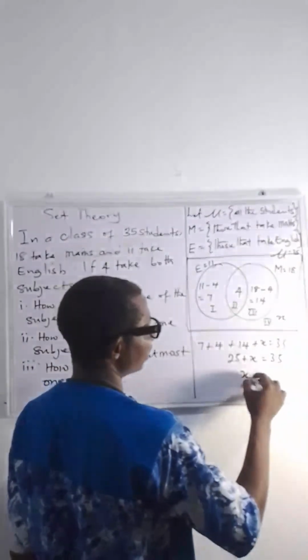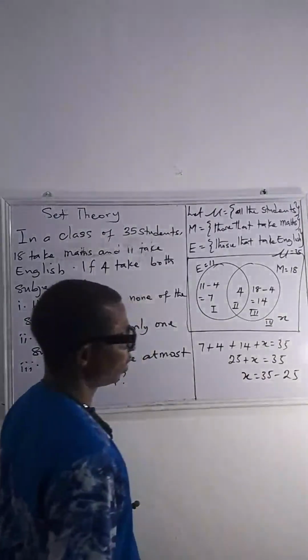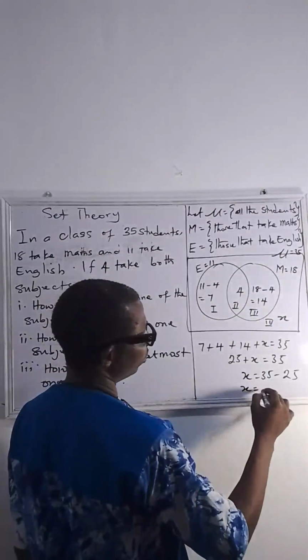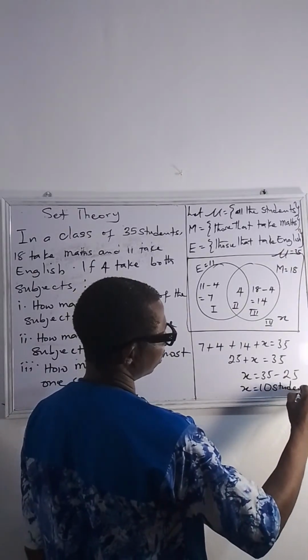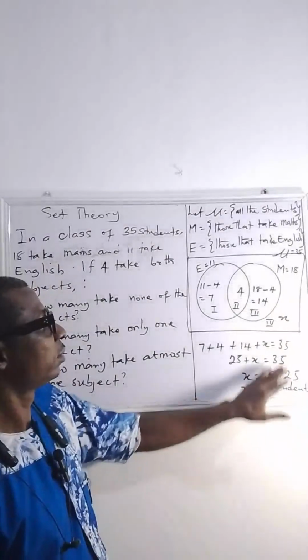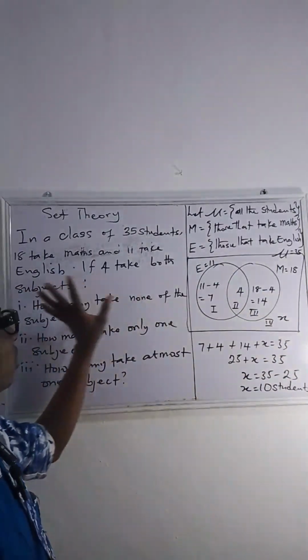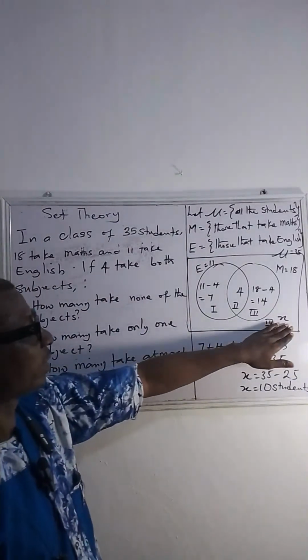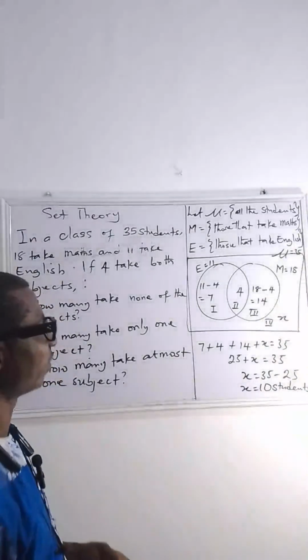So we have x equals 35 minus 25. All right, so the answer now is going to be what? 10 students. So 10 students take none of the subjects. Okay, so 10 students are outside. All right, so that is what we have there.